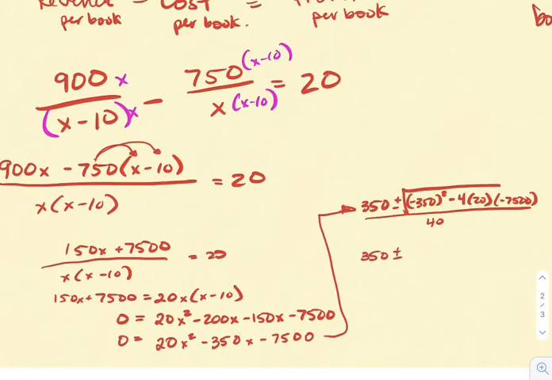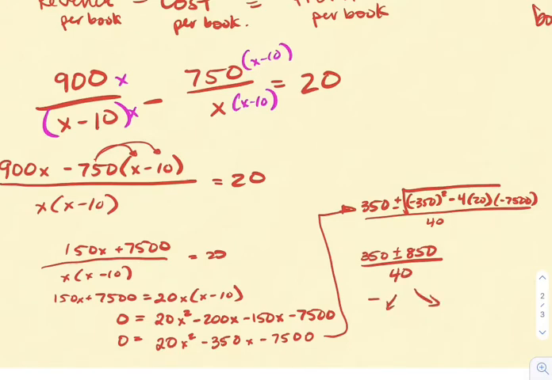350 plus or minus, we put all of that into our calculator: 350 squared minus 4 times 20 times negative 7,500, and then we have to square root that number. And we'll get 850. And we have two possible answers for this.